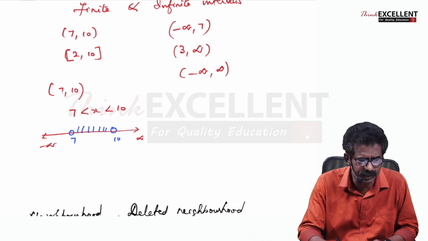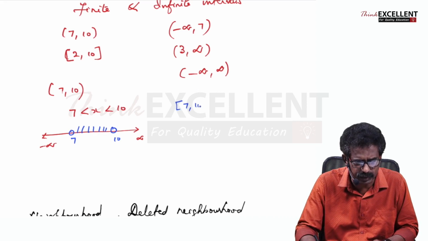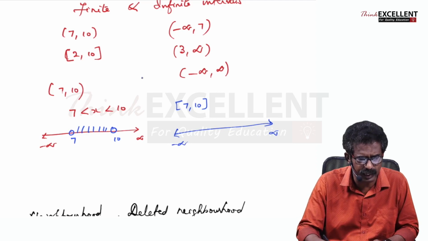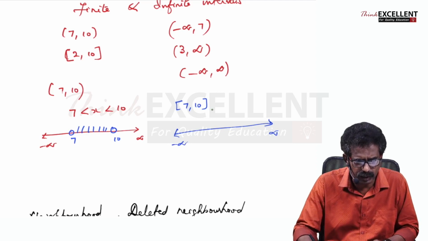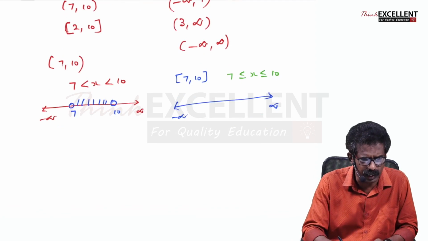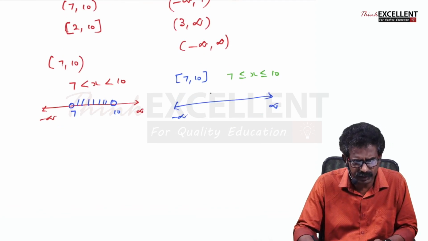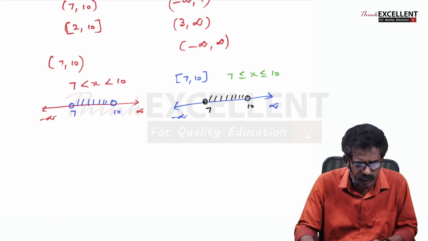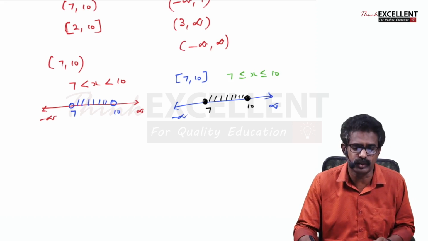Suppose closed interval 7, 10. The endpoints are included. If you want to write it as an inequality, 7 less than or equal to x less than or equal to 10. So that is a closed interval. Endpoints are also included there. So 7 is here, 10 is here. In an open interval we take only what is in between. In a closed interval the endpoints are included, so you darken the circle. You shade that circle also. That means that point is also included. 7 and 10 are also included.